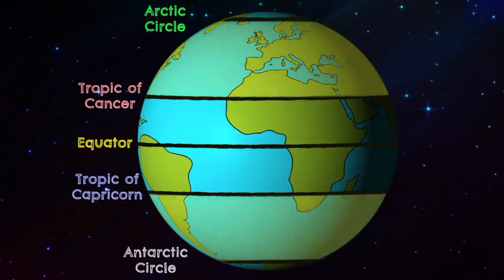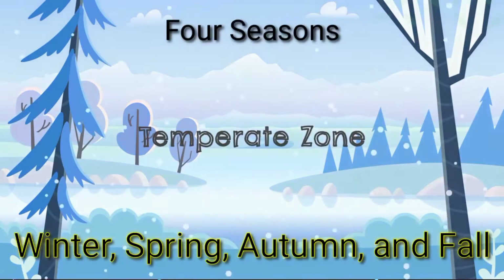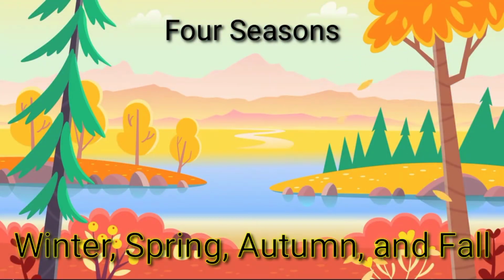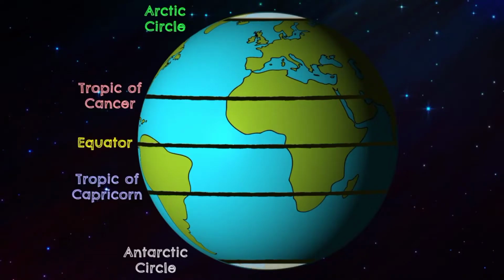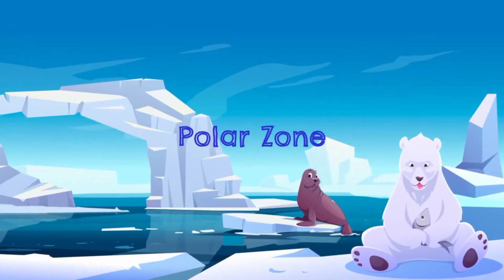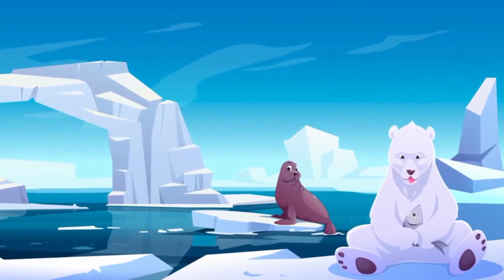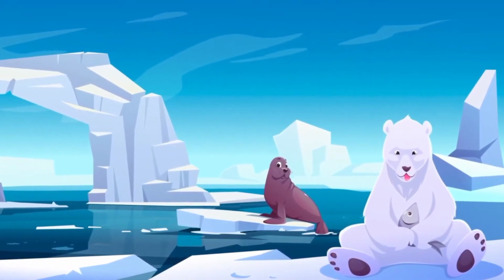The area between the tropics and the Arctic Circle is called the temperate zone, where you can generally experience four seasons: winter, spring, autumn, and fall. The area beyond the polar circle is called the polar zones, which gets the least direct sunlight and is generally cold and full of ice and snow.